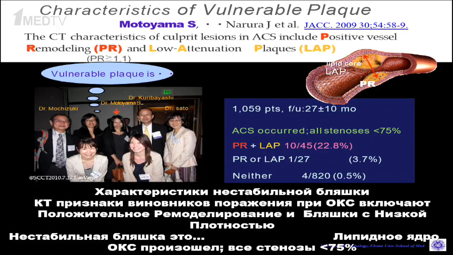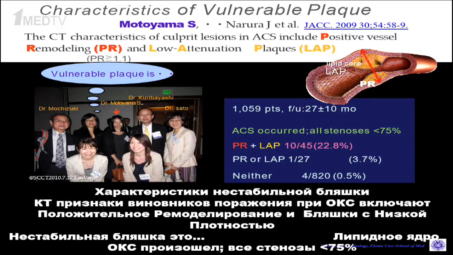She examined more than 1,000 patients with a follow-up of 2.5 years. And 11 patients developed the acute coronary syndrome. And 10 of them had both positive remodeling and low attenuation plaque. So the characteristic of the vulnerable plaque was a positive remodeling plus low attenuation plaque.